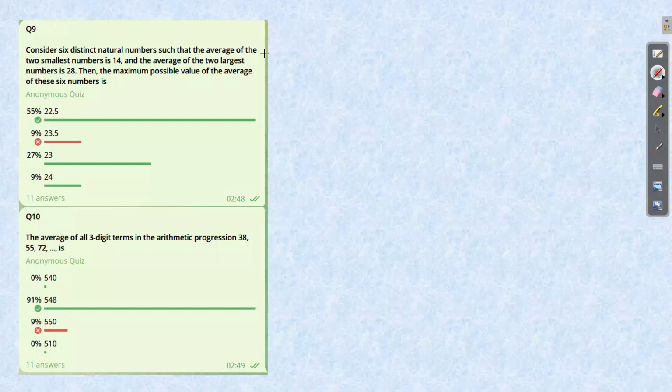Consider 6 distinct natural numbers such that the average of the two smallest is 40. Okay, so the sum will be 80. The average of the two largest is 28, so 28 times 2 is 56. Now the question is the maximum possible average. To maximize, we have to maximize these. Now distribute 56 as evenly as possible, so this will be 29 and this will be 27, I guess. Distributing close gives us the opportunity to have these values.